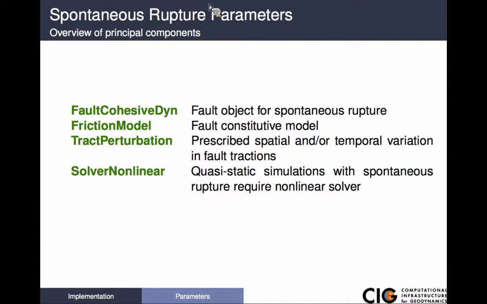So the main additional components that are involved when you do a simulation with fault friction, you have a fault cohesive dynamic. So this is dynamic as compared to the kinematic. You have a friction model. Traction perturbation, in some cases you'll leave this out if you're driving it from far field deformation, and then the nonlinear solver.